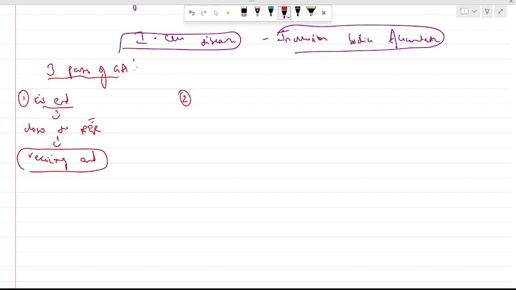Second part is the Golgi apparatus proper, GA proper. This is where functions are performed, that is post-transcriptional modification and sorting of proteins.